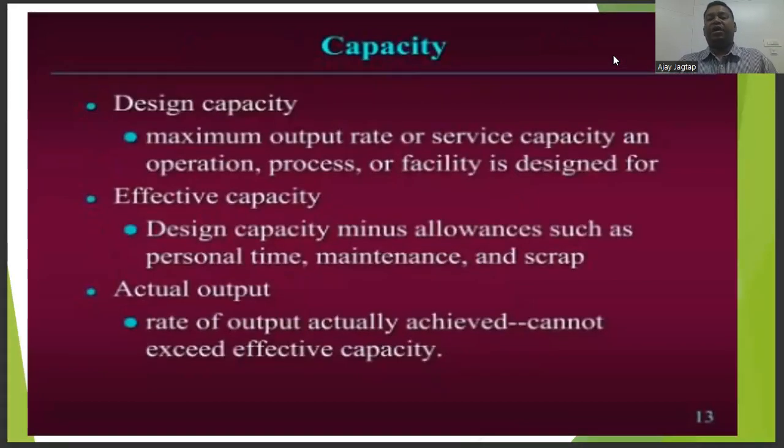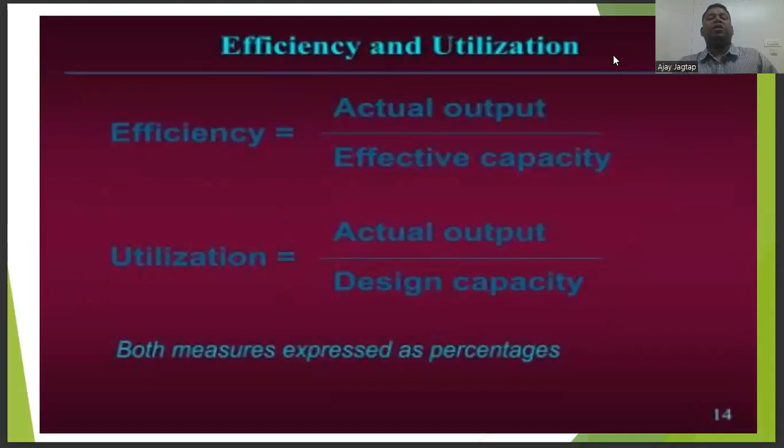Capacity has three types: design capacity, effective capacity, and actual output. The design capacity is the maximum output rate of the service in the operation process and the facility design. The effective capacity is the design capacity minus allowances such as personal time, maintenance, and scrap. Actual output is the rate of output actually achieved, which cannot exceed the effective capacity. Efficiency equals actual output divided by effective capacity. Utilization equals actual output divided by design capacity. Both measures are expressed in percentage.